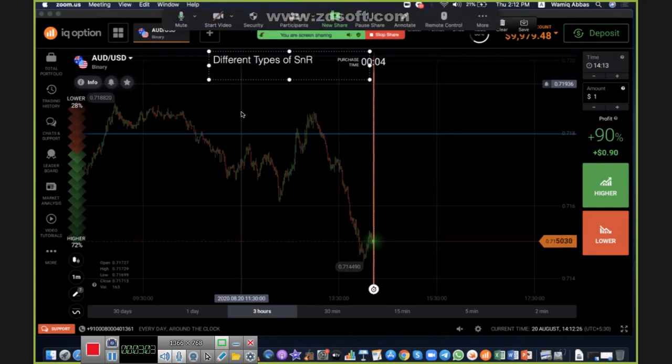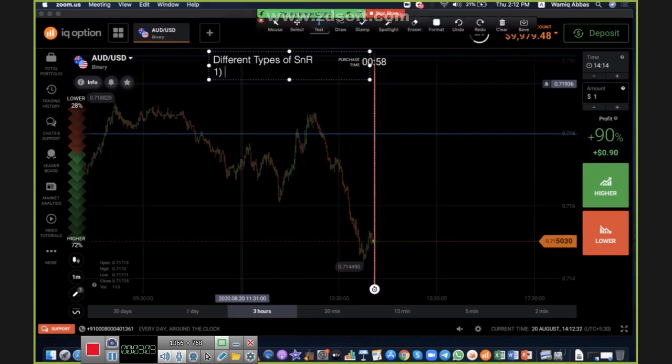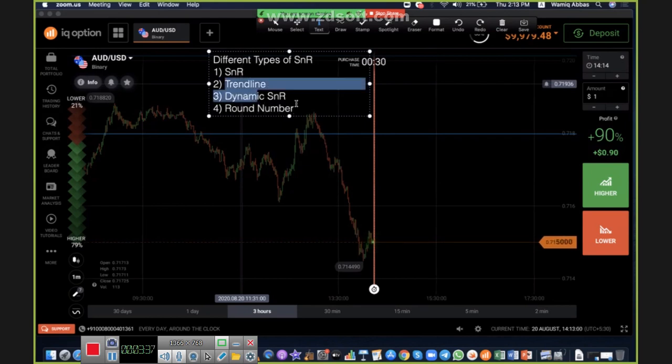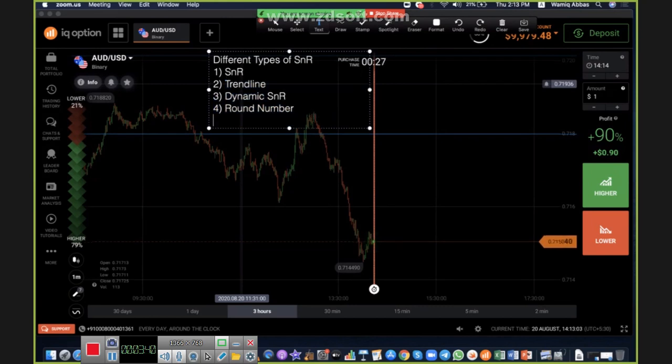Okay, if you remember, we talked about the different types of SNR. The first type of SNR was horizontal SNR or normal SNR, about which we have studied a little. And in this class, we are going to study the different types. Can you just tell me what are the different types of SNR? Trend line, dynamic SNR, Fibonacci and round number. Correct, guys? So in this class, we'll be covering trend line, dynamic SNR, round number, and Fibo, if possible. According to the time, we'll decide.